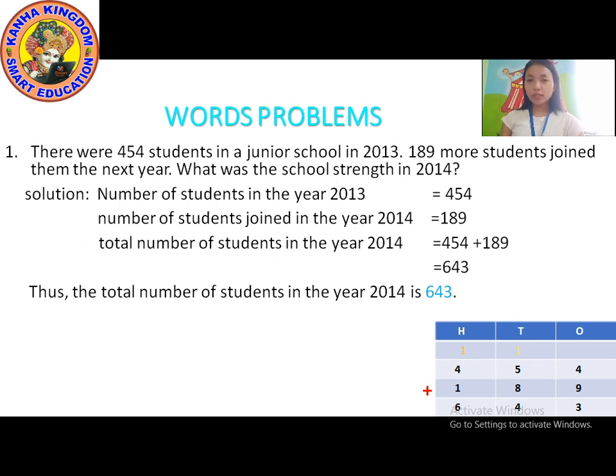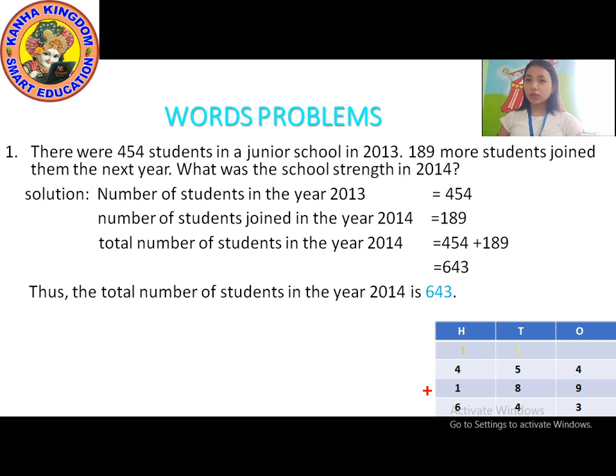In 2013 there were 454, and in 2014 how many students joined? 189. So you have to find out the total number of students in the year 2014. That means the solution: number of students in the year 2013 is 454, right? In the year 2013 there were 454 students, right? So number of students joined in the year 2014.